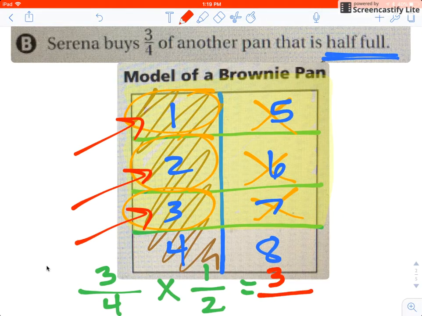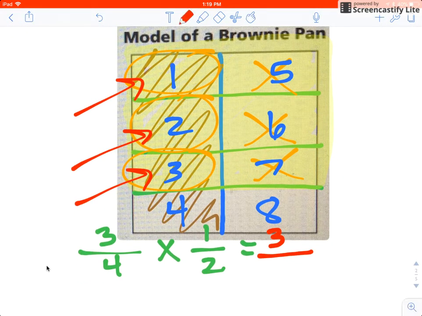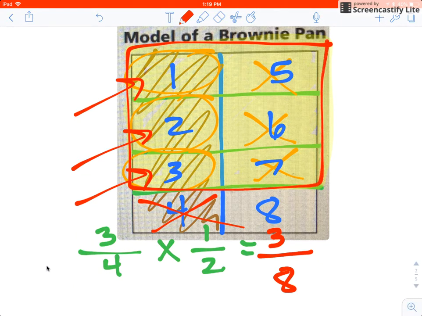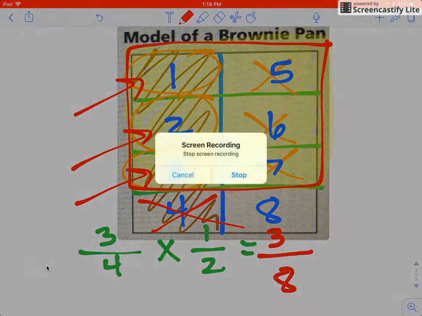So our numerator will be 3, and our denominator will be 8, since the brownie pan is broken up into 8 different brownie pieces. She can't get that 4th piece because she didn't buy that section of the pan. She bought 3/4 of the pan. So 3/4 of 1/2 is 3/8, or 3/4 times 1/2 equals 3/8. Now that you've checked your work for A and for B, you will go ahead and move on to C. Go ahead.